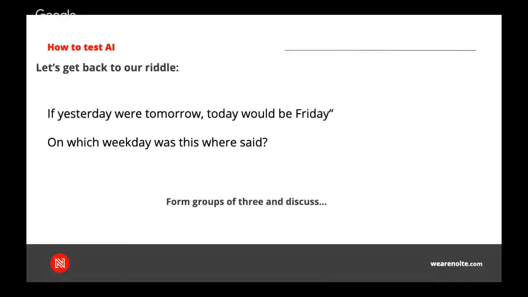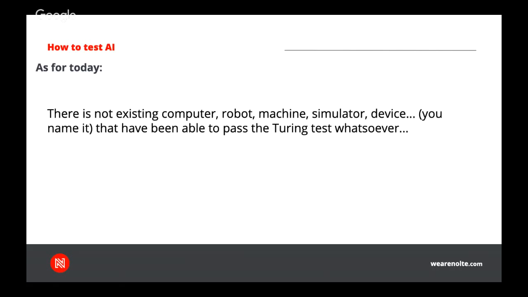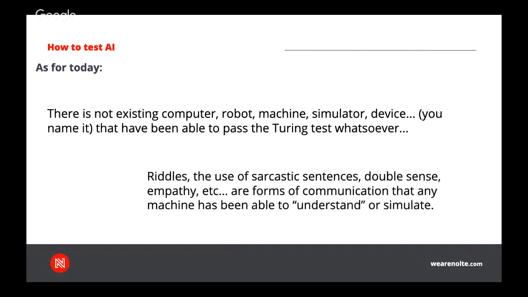So going back to our riddle, do you have an answer? From groups of three and discuss? No, I'm just kidding. There's no time. But yeah, for today, there is no existing computer, robot, machine, simulator, device, you name it, that has been able to pass the Turing test whatsoever. Riddles, the use of sarcastic sentences, double meaning, empathy, etc., are forms of communication that no machine has been able to understand or simulate.